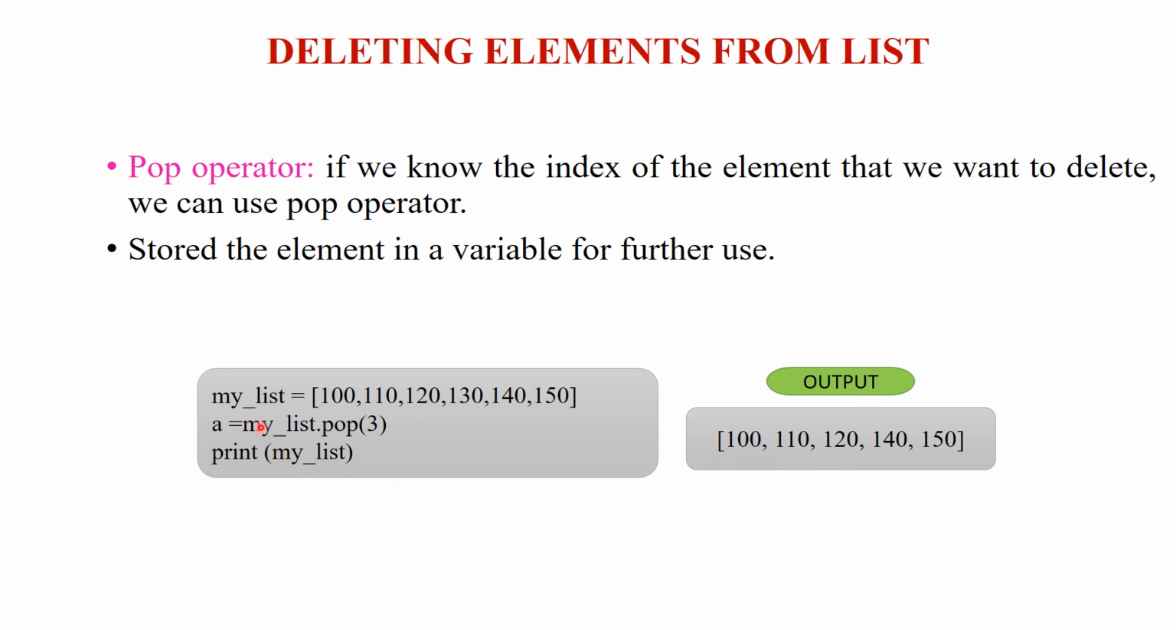See here, I have a list of elements. In this list I want to pop the third element, which means I am going to delete the third element. So what the third element will be here is 130. So I am going to remove the 130 value. So with pop of 3, the 130 will be removed from the list.